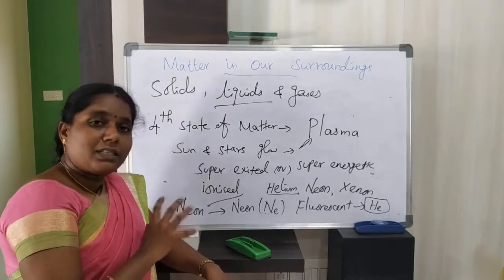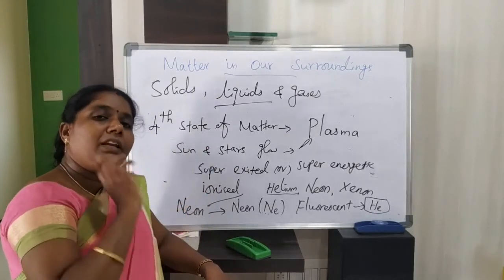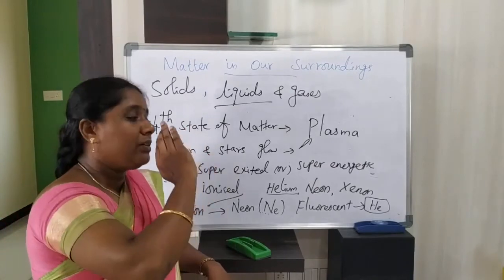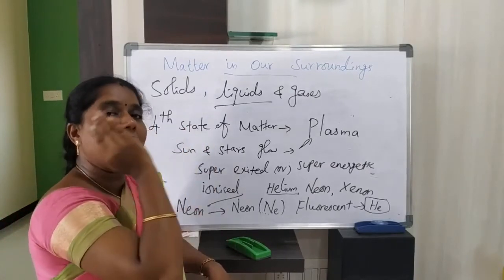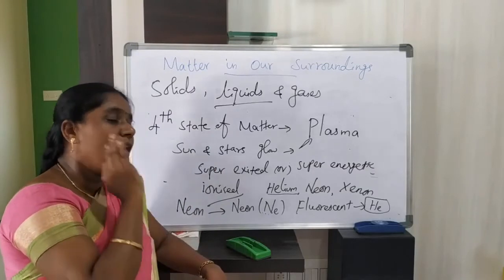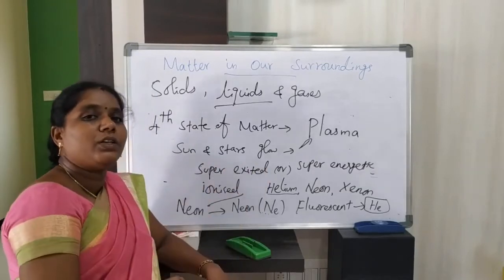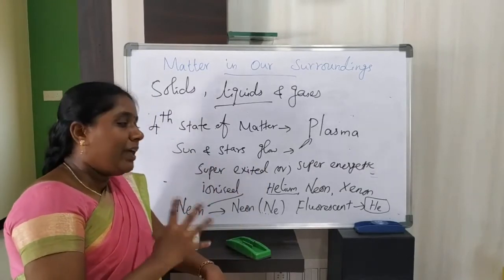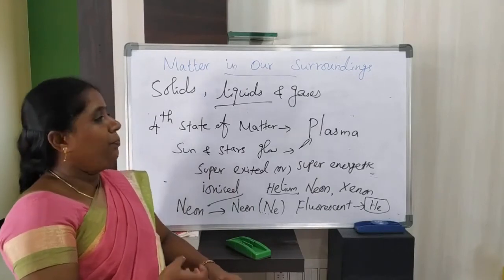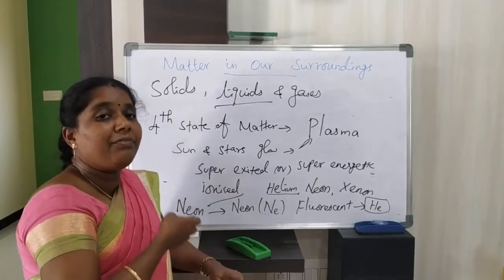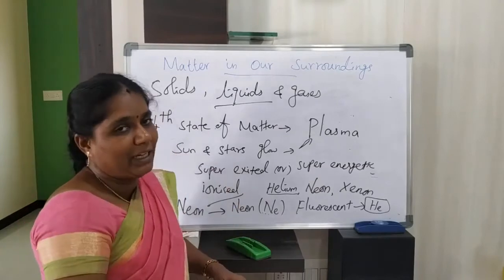Okay, so in this bulb also, if you pass a high temperature through this substance, that is, high electricity through this substance, what happens? With the help of that high temperature at low pressure, that fluorescent bulb will glow because of the ionization of helium particles inside.